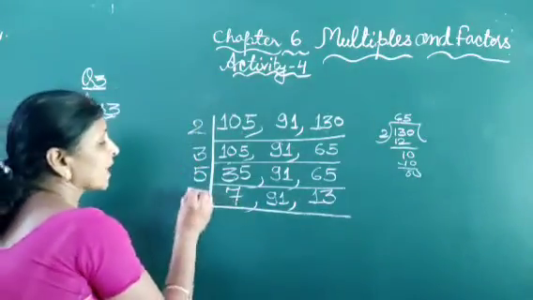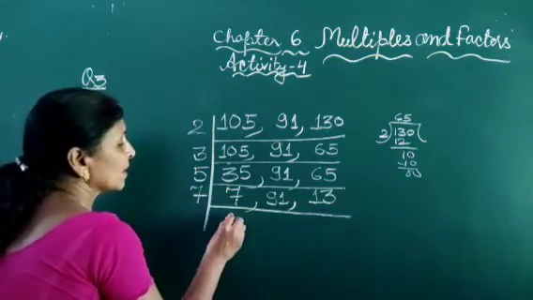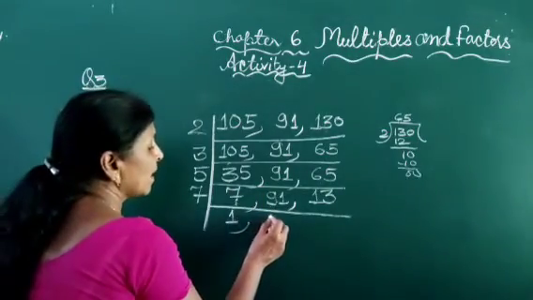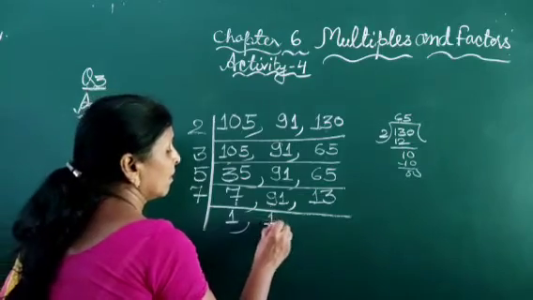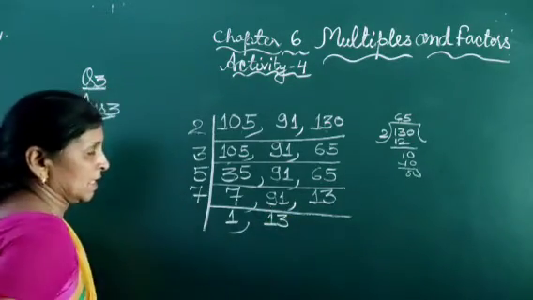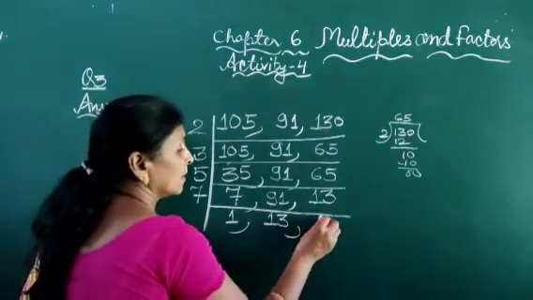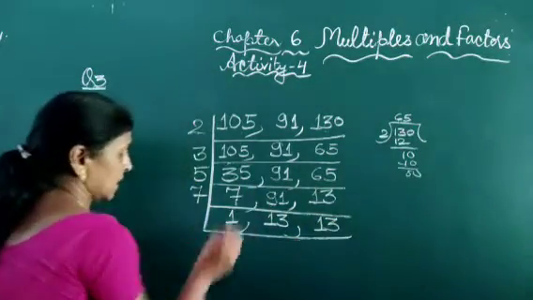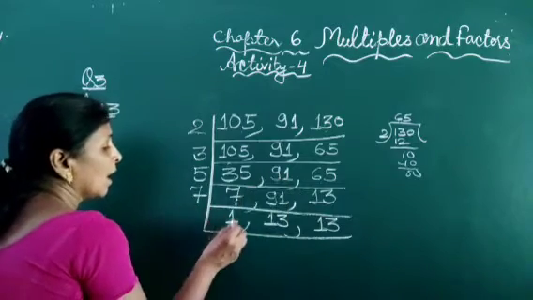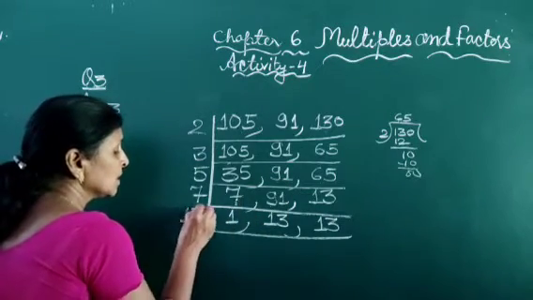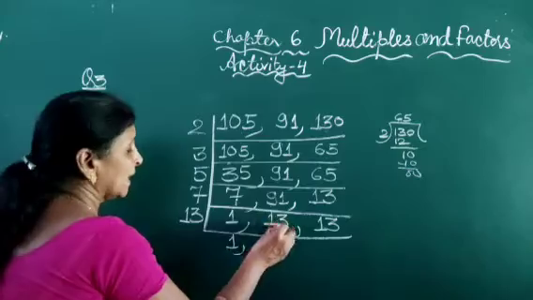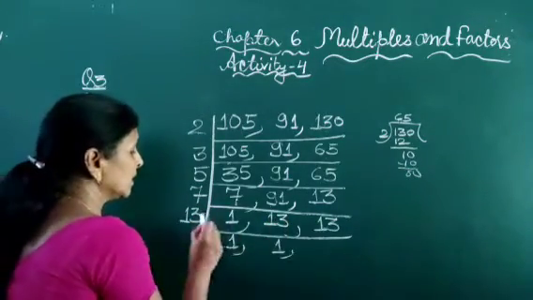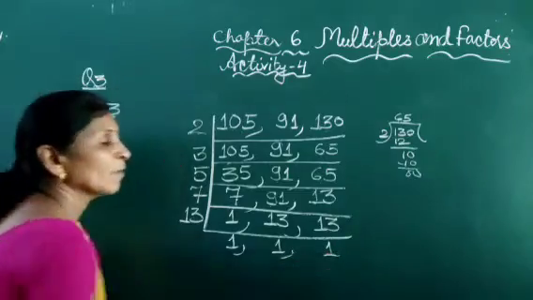Then next 7 is divided by 7, then 1. Then 91 is divided by 7, that is 13. Then 13 is not divided by 7, so we write 13 as it is below this. Now 13, 1 and 13 is divided by 13, then 1 comes. Again 13 is divided by 13, then 1 comes.